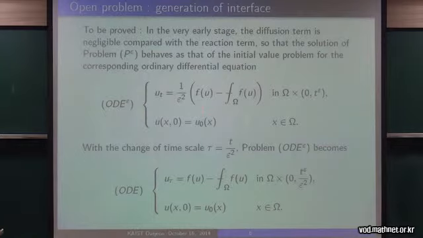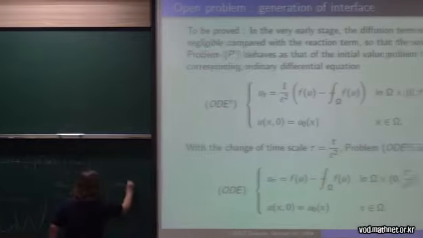Given u0 rather arbitrary, can we create such a motion of interface property? Of course there are a lot of things known again about the standard Allen-Cahn equation, and so we know about what is called the generation of interface property.